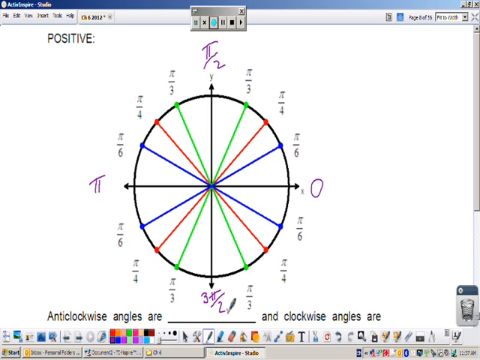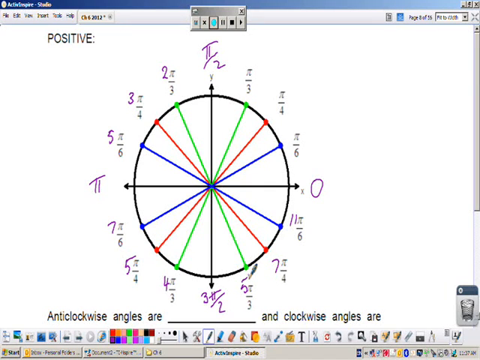So the pi on 6s are located really close to the x-axis, and the coefficients, if you can remember the number sequence, was 1, 5, 7, and 11. The pi on 4s were in the middle. It was 1, 3, 5 and 7. And the pi on 3s are the ones that are really close to the y-axis. That was 1, 2, 4 and 5.